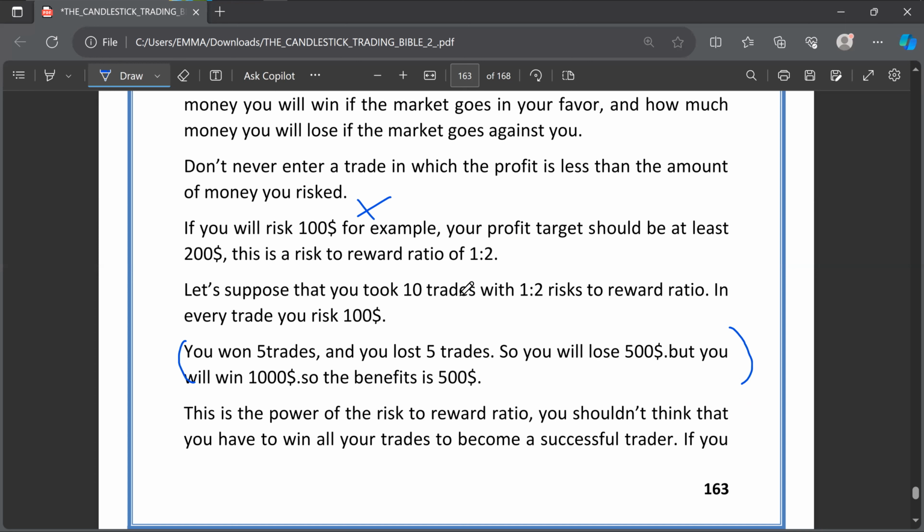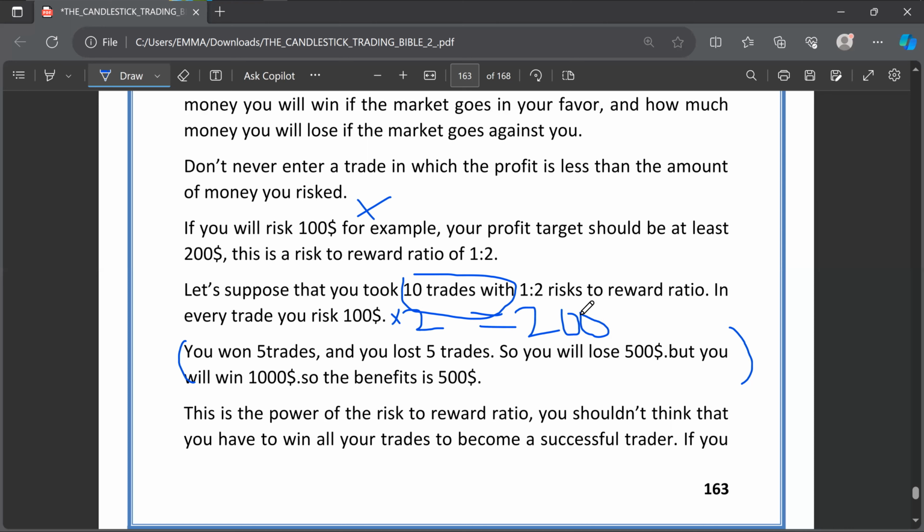So we have 10 trades that you are taking, and your risk to reward is 1:2, right? So in every trade you risk $100, and then they are saying that you won 5 trades. Risk to reward ratio means that if you win 1 trade, your risk is going to be multiplied by 2. So per trade, if you win, you are going to gain 200, right? That is what it means.